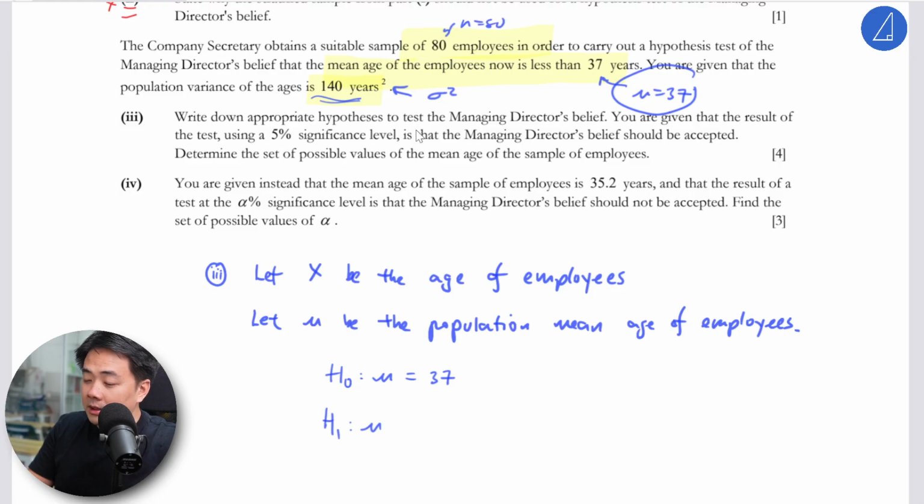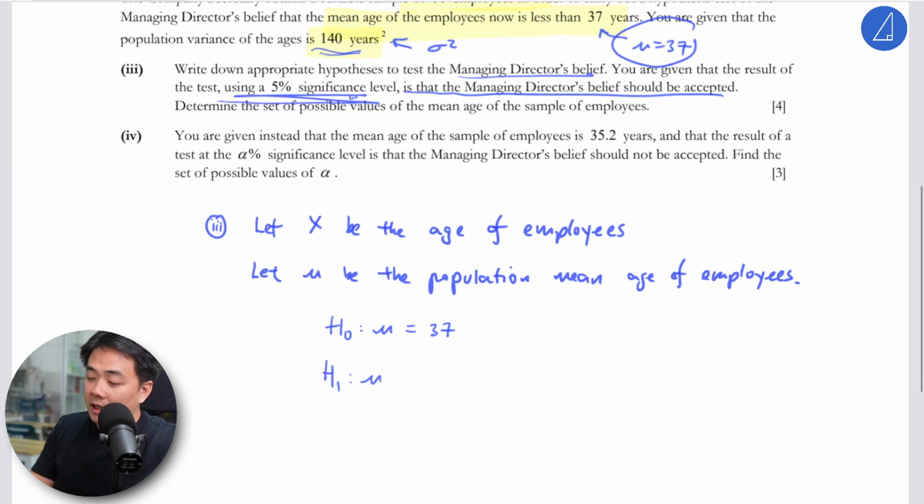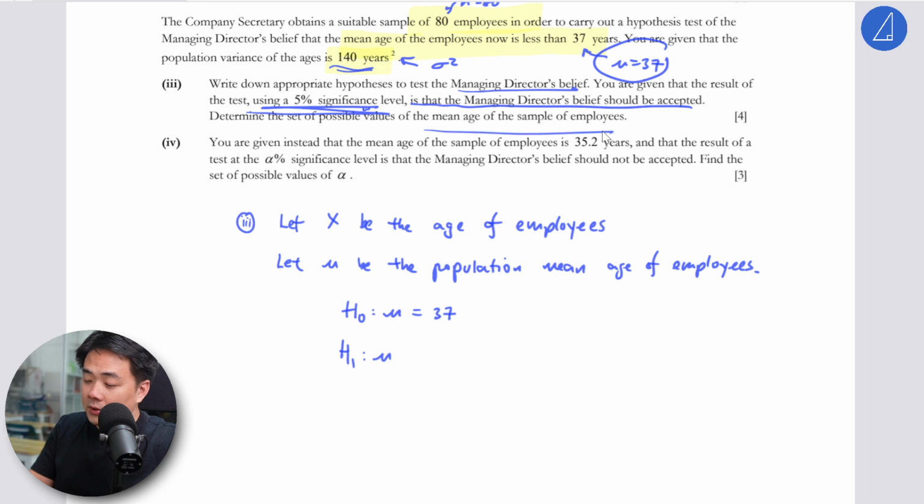So right now, the hypothesis test for the managing director's belief: you are given that the result of the test using a 5% level of significance is that the managing director's belief should be accepted. Determine the set of possible values of the mean age. So in order for you to support the managing director's claim, right, the alternative hypothesis has to be the managing director's claim. Because if you put more than 37 years old, you're not supporting any claim. So you want this to be less than 37.